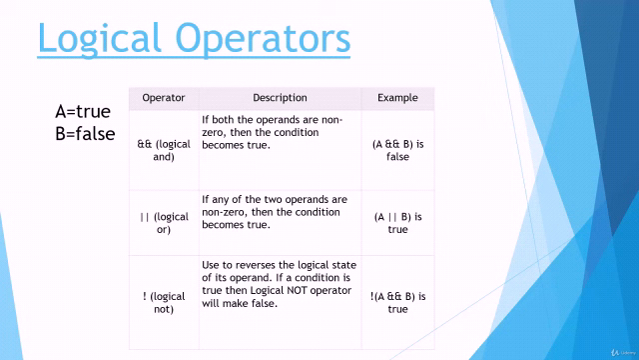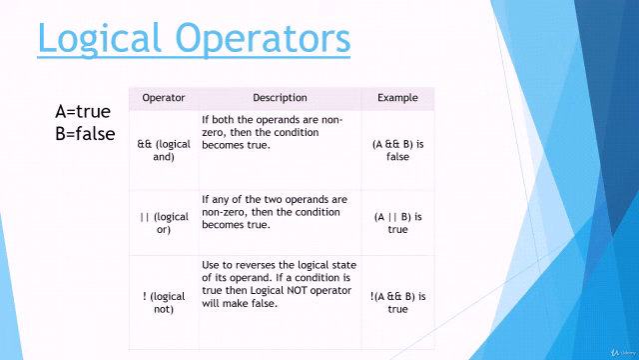And at the end, we have logical NOT, used to reverse the logical state of its operand. If the condition is true, the logical NOT operator makes it false. In the previous example, you can see A and B is false. But if you add the logical NOT with them, then that condition becomes true. If the answer is true, then the logical NOT will convert it into false. And if the answer is false, then the logical NOT will convert it into true.